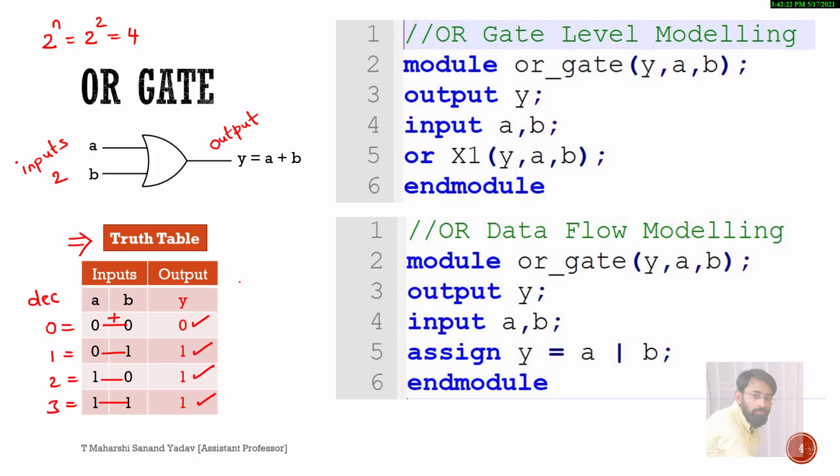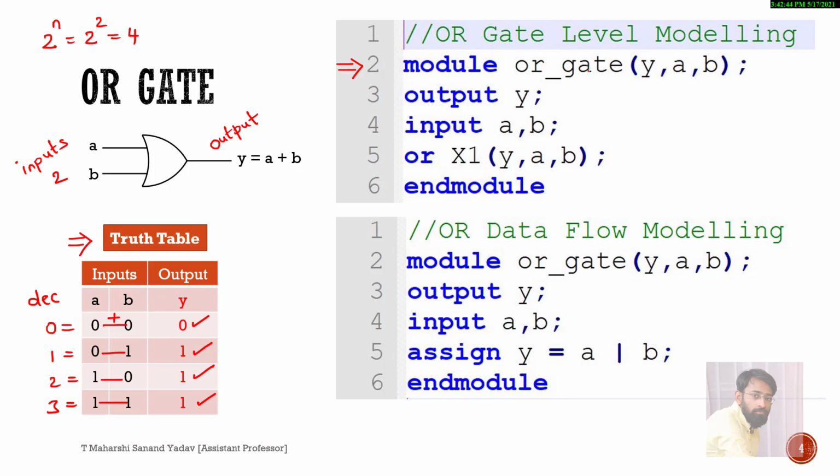Okay. Now we shall write the Verilog code for this particular OR gate using gate level modeling. And already we have learned the syntax. If you have not gone through the previous video, better go through the previous video of AND gate. So coming to the code.